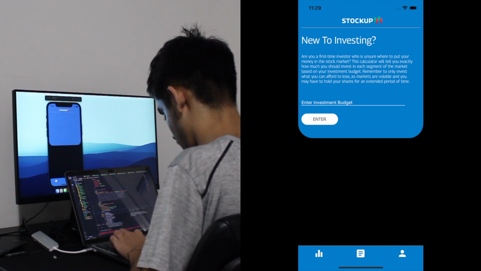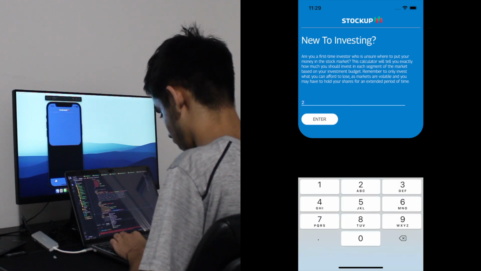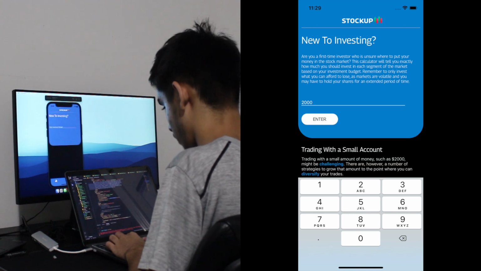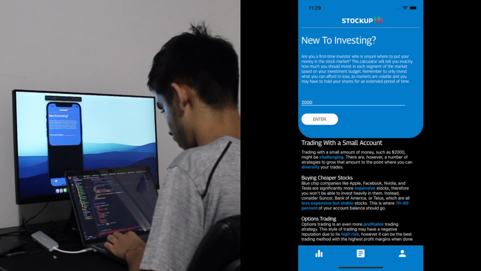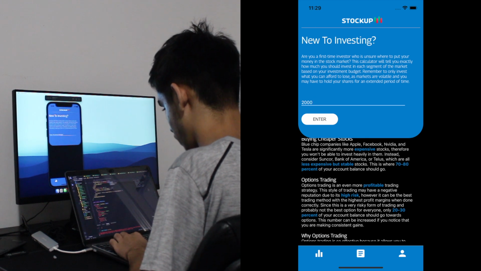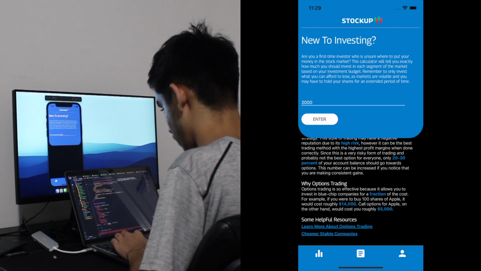Here on the last screen is the calculator that takes the amount that the investor is willing to invest and renders out information on where they should invest their money in the stock market. So for example, if the user types in say $2,000 as their budget, it will render out information about trading with a small account. So here it mainly talks about smaller companies and options trading.